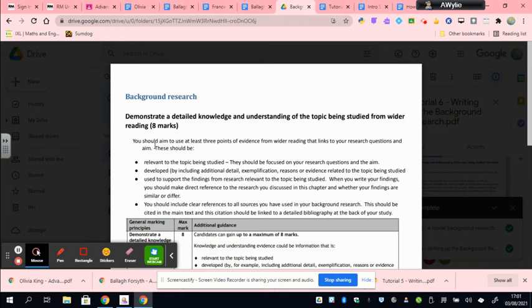So let's have a little look at actually what you're trying to do. What is a background research? Well, the exam board wants to see that you have demonstrated a detailed knowledge and understanding of the topic that you are studying. So what does that really mean in plain English? Well, you have established a series of research questions that are centered around your central aim, and you can see that here. So you have developed 3 research questions, and you'll have already done that in the previous chapter of the project.